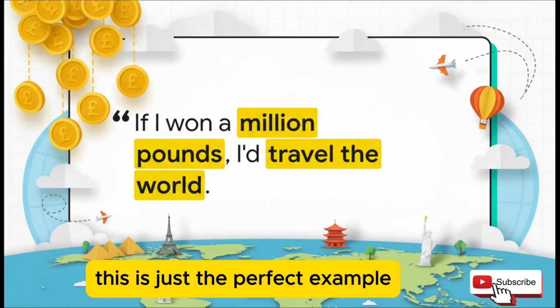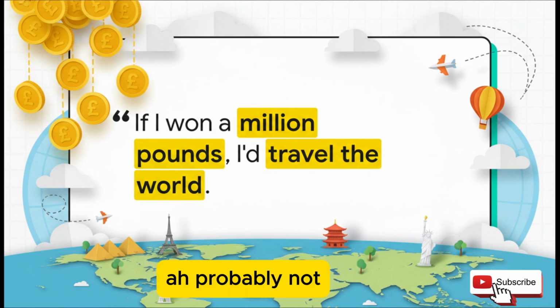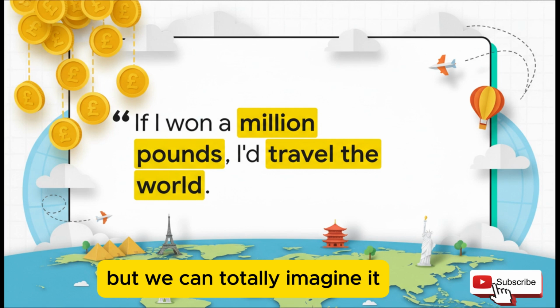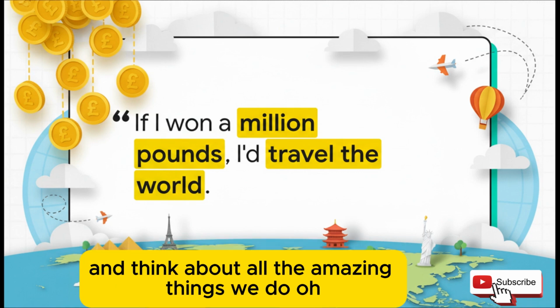This is just the perfect example, isn't it? I mean, are you likely to win £1 million? Probably not, but we can totally imagine it, can't we? The second conditional is what lets us dive into that fantasy and think about all the amazing things we'd do.